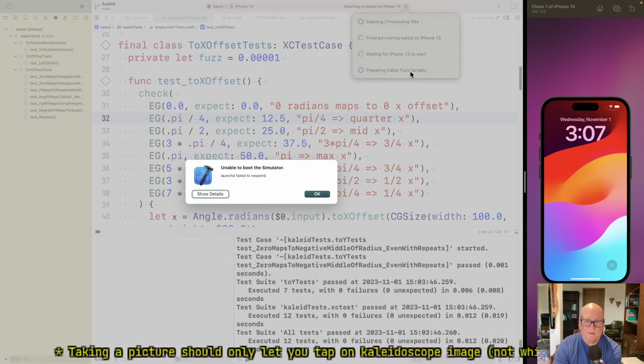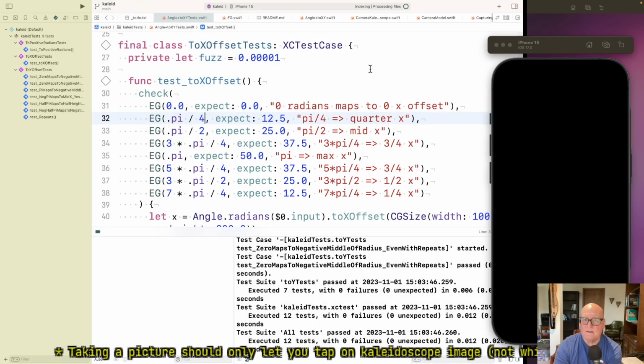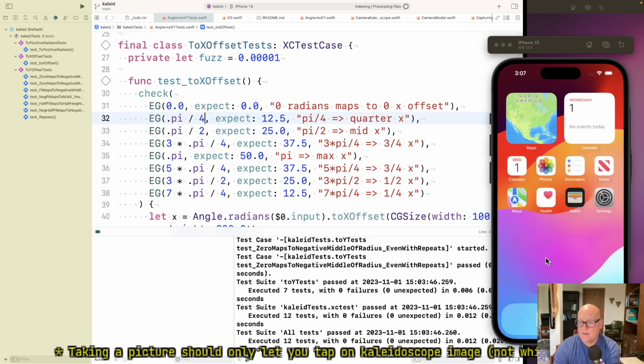Preparing editor functionality. Now, is it running or not? I don't know what preparing editor functionality is. Okay.